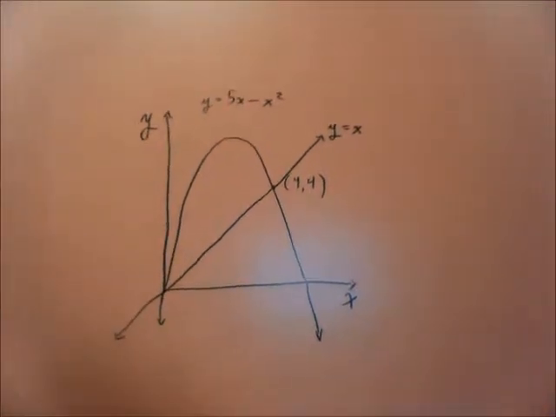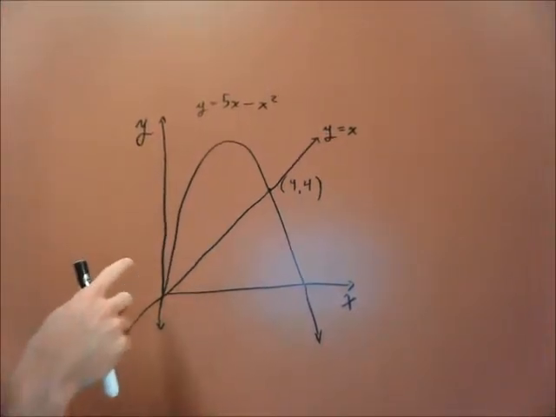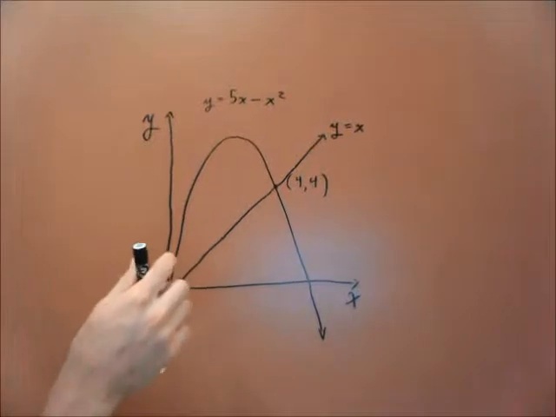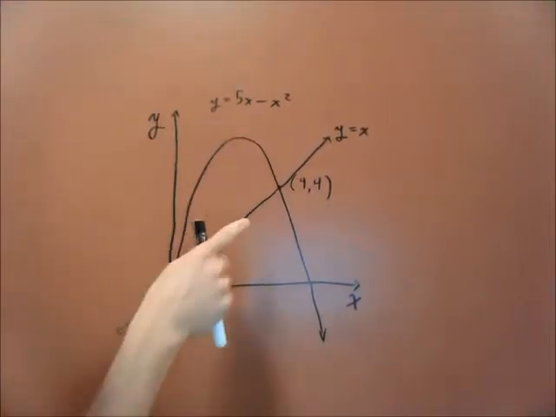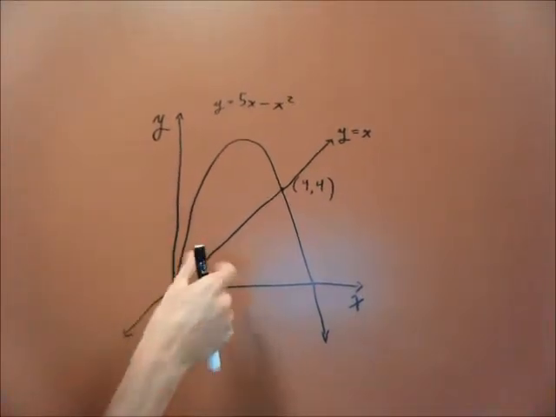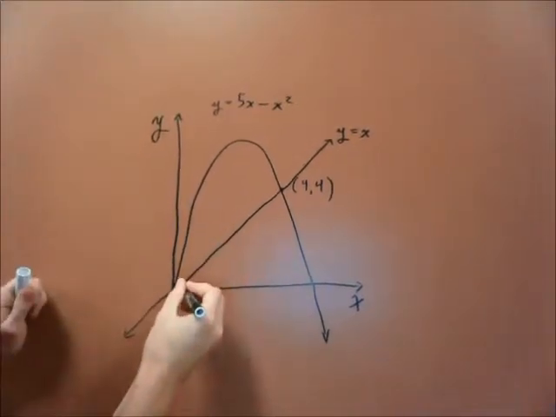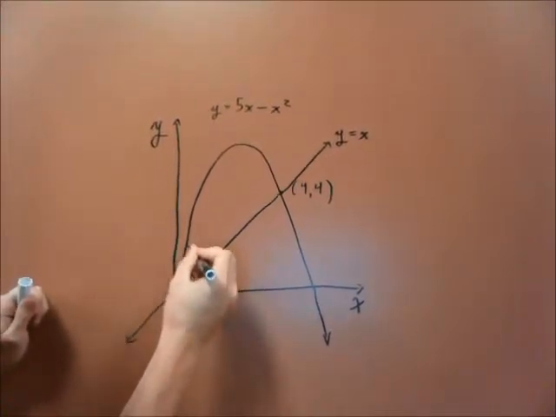Alright, this is lesson 6.1, area between curves. What you see here is a graph of two functions on the xy plane. The first function is y equals 5x minus x squared. The second function is y equals x. With the intersection, they form a region between them, and this region has a certain area which you want to solve for.